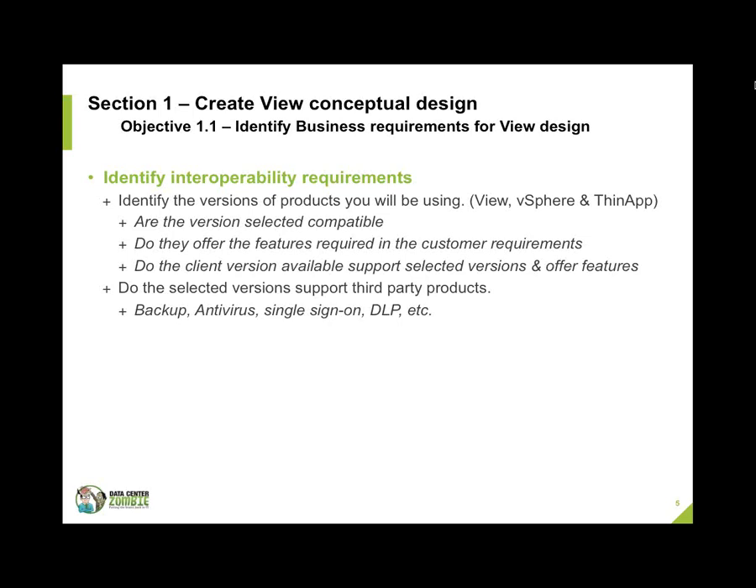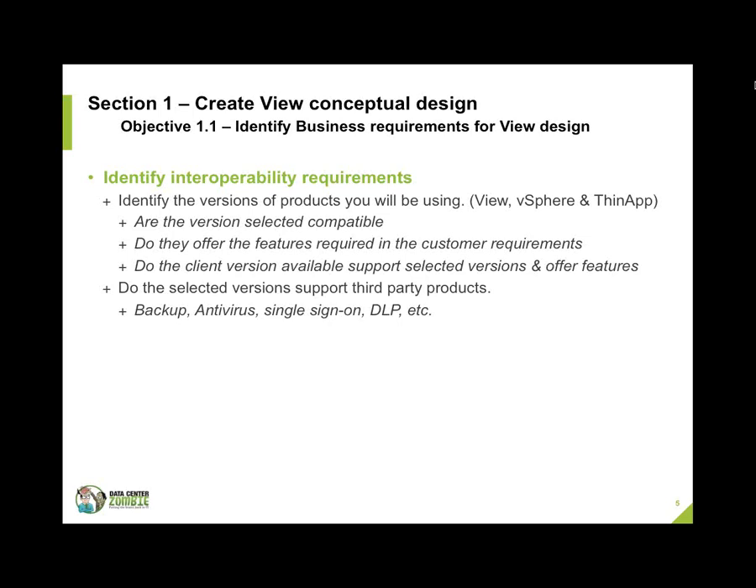So, are they all supported? Are they compatible? Does one product version offer features that the customer requires? Maybe they need some latest feature that's in View 5.3, but they're really keen on an older version, let's say 5.0 of vSphere, and View 5.3 doesn't support it, so you may have to push the customer forward on the vSphere version, for example. And then we also have to deal with the client versions, so the actual View client on these endpoints. Make sure that they're compatible.